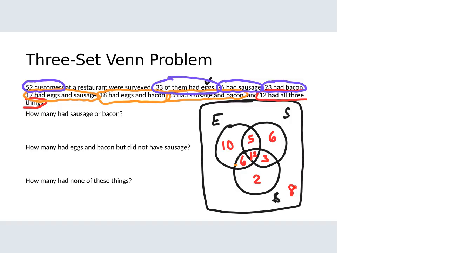Okay, now we're ready to start answering some questions. And the first question we have is, how many had sausage or bacon? You don't have to write it this way, but if you find it helpful, you can. Sausage or bacon. Remember, or is union, so we're joining those together. How many had sausage or bacon? The only danger I really see here is make sure you don't count anything twice.